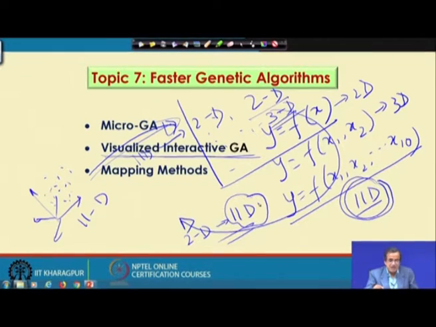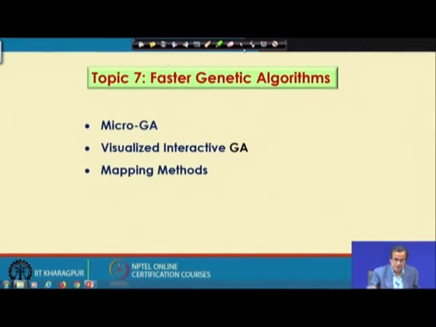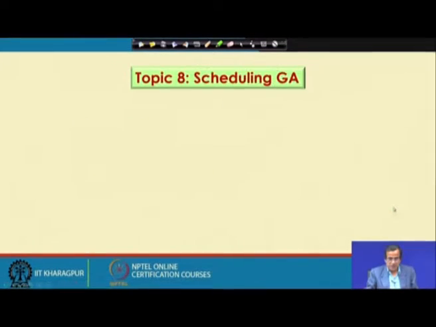This visualized interactive genetic algorithm is supposed to be faster compared to the ordinary genetic algorithm, because some problem information to decide the most appropriate search direction is given to the GA in the form of intelligence by the user. So, there is a possibility that visualized interactive GA will be faster, and we have seen that this GA is found to be faster, but however, its performance depends on the objective function, and this is found to be function dependent.